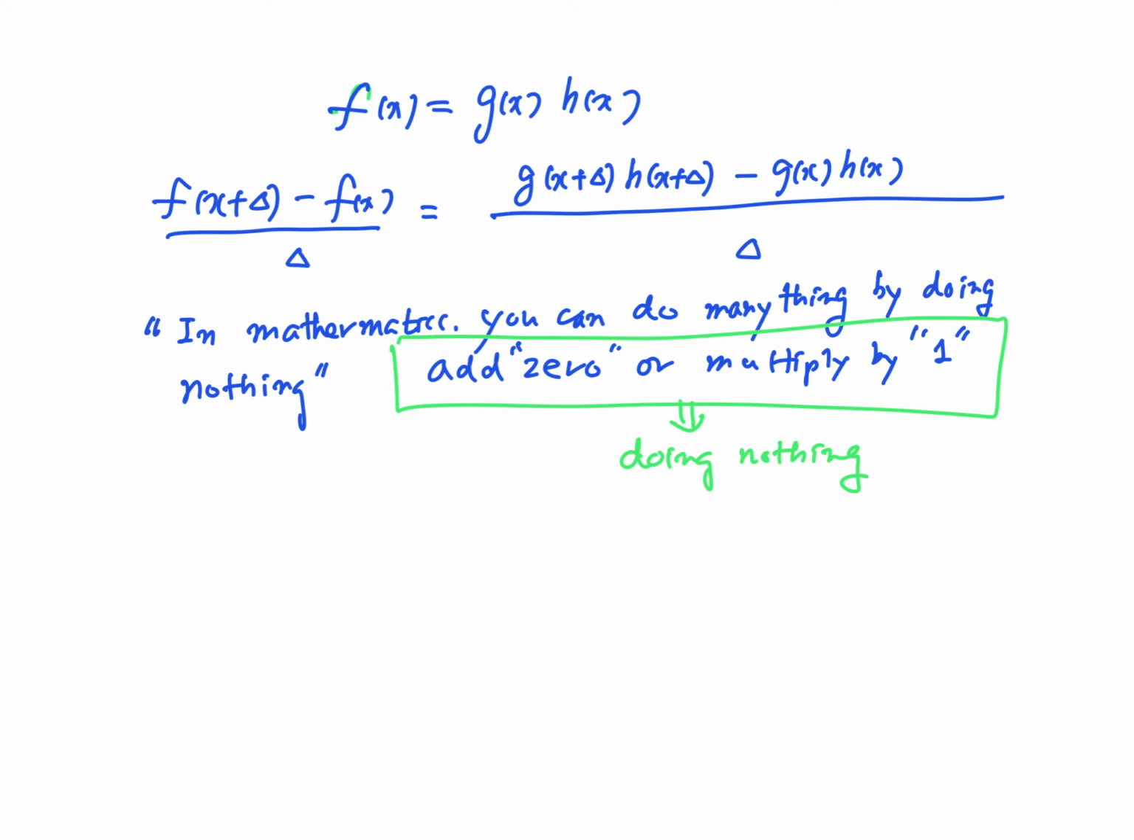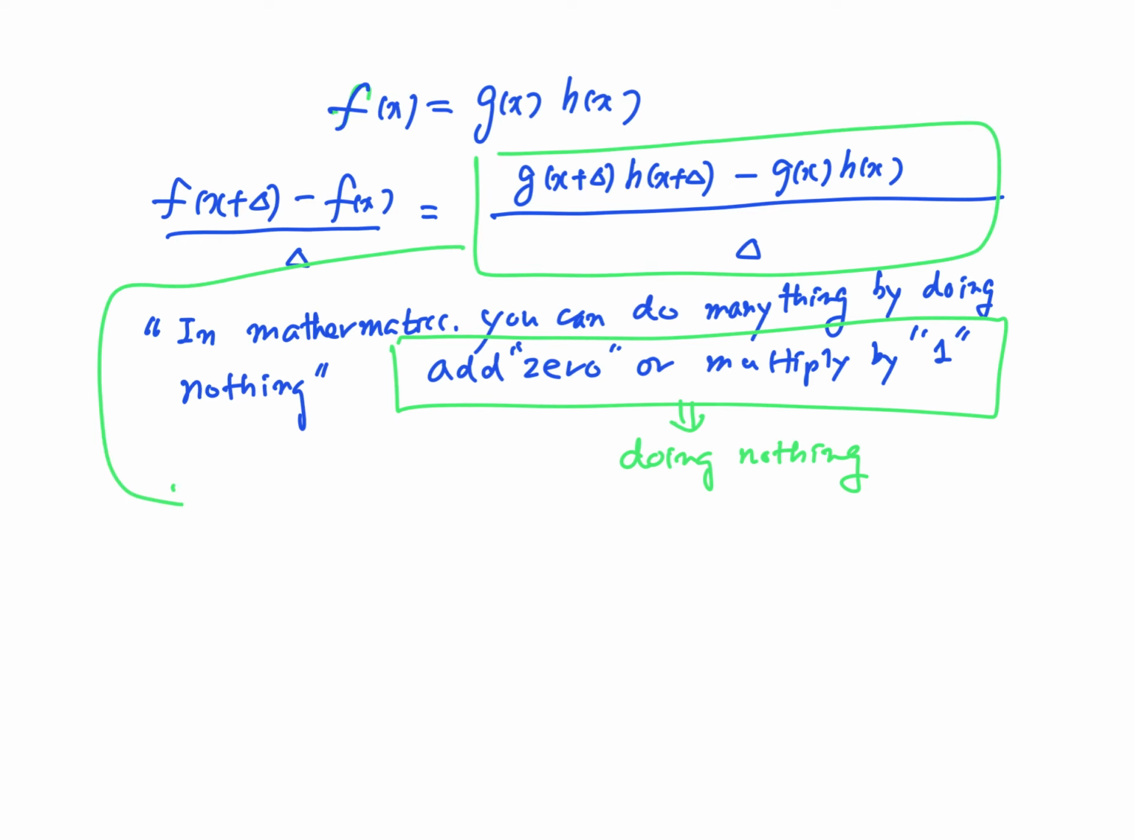So in mathematics, if you want to show something, you just do nothing. Doing nothing means just adding zero or multiplying by 1. So let's see what happens in this case. So I'm going to do nothing.